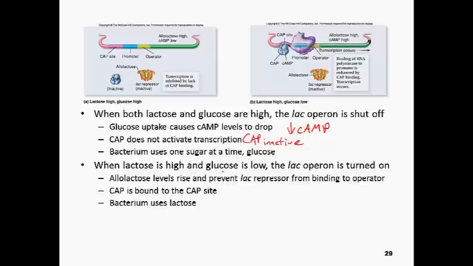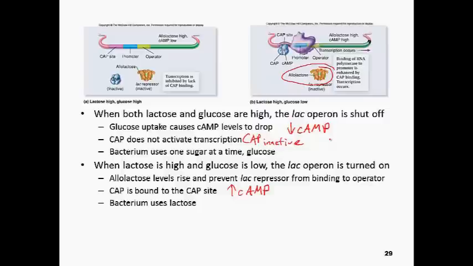But when lactose is high and glucose is low, now the operon's turned on for a few reasons. First, the repressor is not in its active state. It's inactive due to the presence of allolactose. And because there's no glucose, there's enough cyclic AMP to activate CAP. And when CAP binds, it enhances RNA polymerase activity to make and express more of those lac proteins.